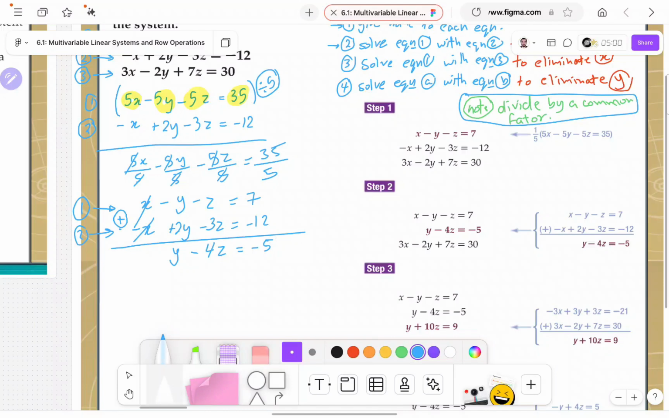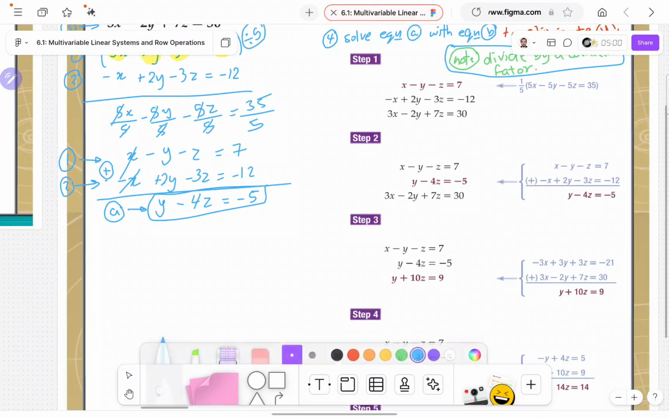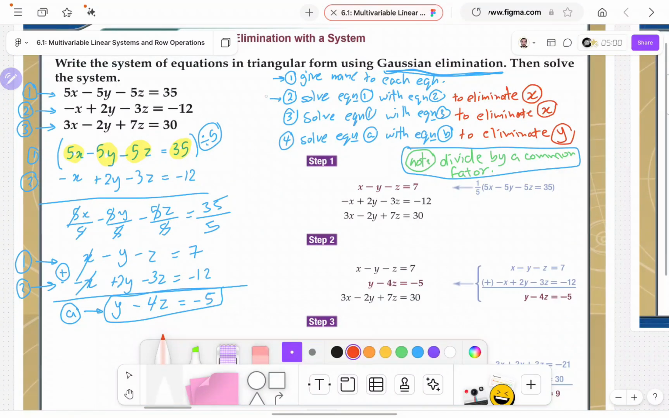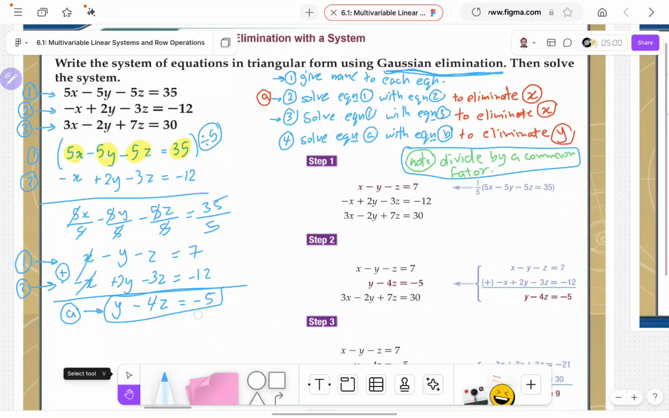Okay, now after we solved this, here is my equation after I eliminate x. This equation here I will call a. So do you see now where the a comes from? Yes, a comes from solving equation 1 with equation 2. So where do you think equation b will come from? It will come from step number 3. So from step number 2 I will get equation a. Now from step number 3, solve equation 1 with equation 3.